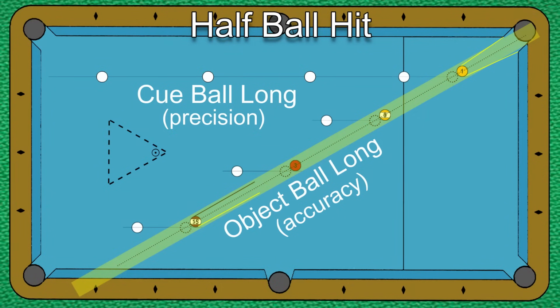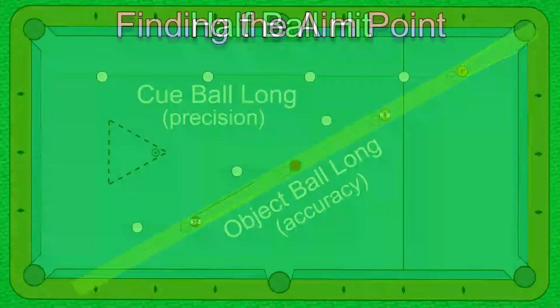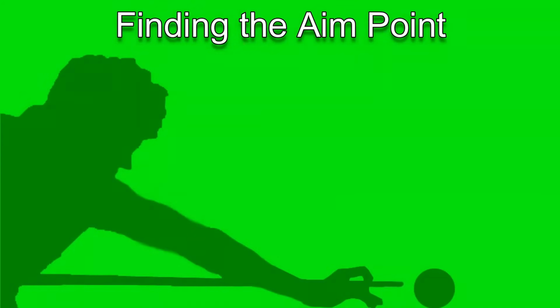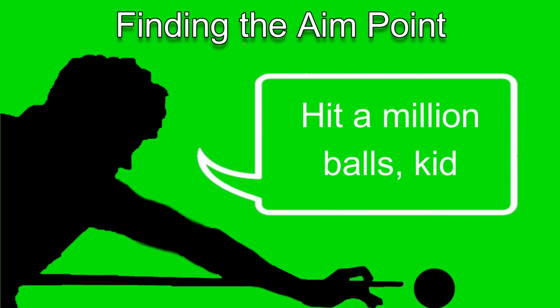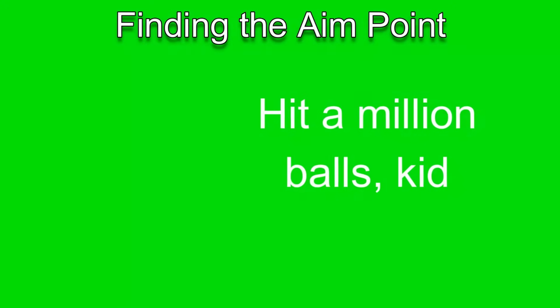Okay, aiming is easy when you divide your shots into those that are less than a half ball hit and greater than a half ball hit. But how do you find those aiming points? In the old days, if you asked an old timer in the pool hall, how do you learn how to aim? They might answer, hit 1,000,000 balls, kid, and then walk away.